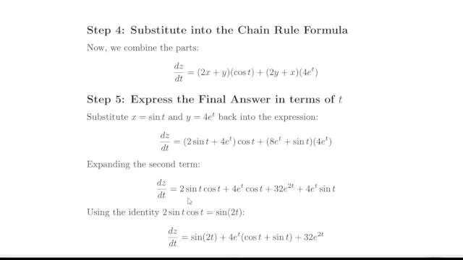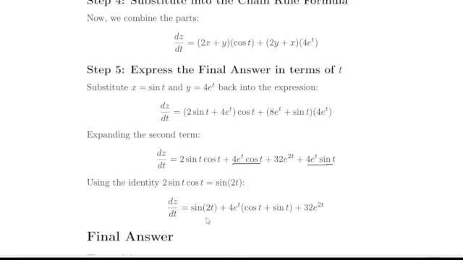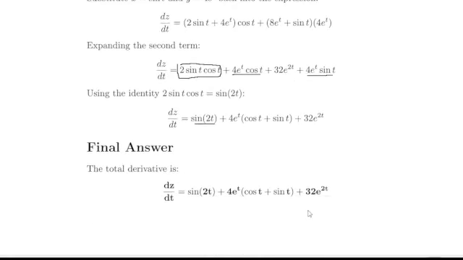Distribute. Get 2 sine t cosine t plus 4e to the t cosine t plus 32e to the 2t plus 4e to the t sine t. And note that these two terms have a 4e to the t in common. We can factor that out. And also, we can rewrite 2 sine t cosine t as just sine 2t. And then we have 4e to the t times the quantity cosine t plus sine t plus 32e to the 2t. And so that's going to be the final answer.